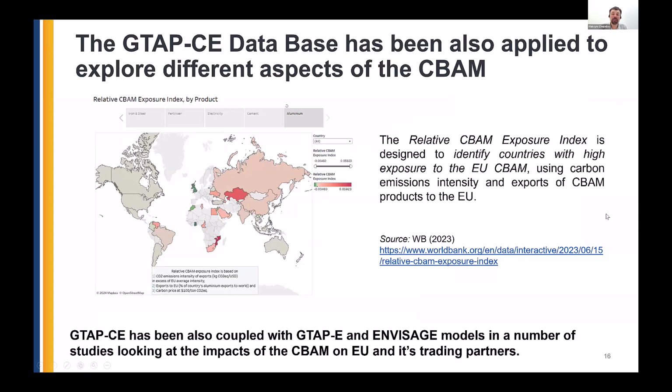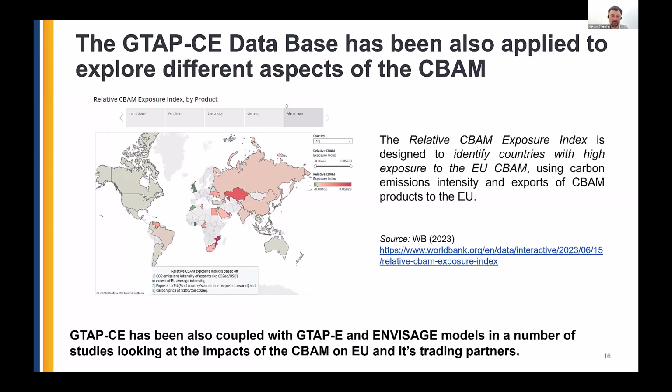Apart from model-based applications, the GTAP Circular Economy database has also been used in a number of more diagnostic studies, in particular focusing on the assessment of the carbon border adjustment mechanism measures. Together with colleagues from the World Bank, we have developed this GTAP exposure index, where we try to measure the potential exposure of different countries to the CBAM implementation based on their emission intensities and trade flows from the corresponding country to the European Union.